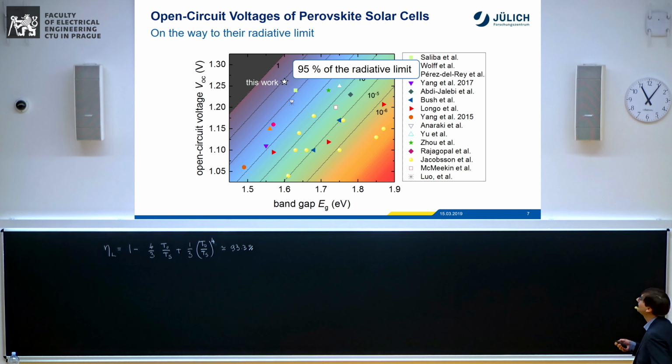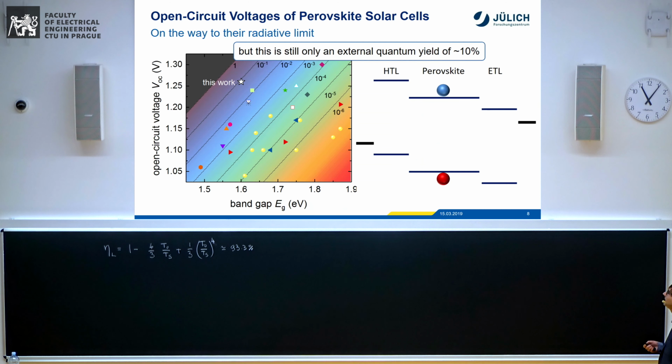Okay, so what we have is essentially around 5 to 10% external luminescence quantum efficiency in a working solar cell, which is about 95% of the radiative limit. But if we have a luminescence quantum yield of 10%, it still means that 90% of the photons end up creating some sort of heat.